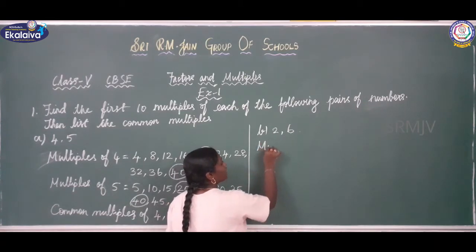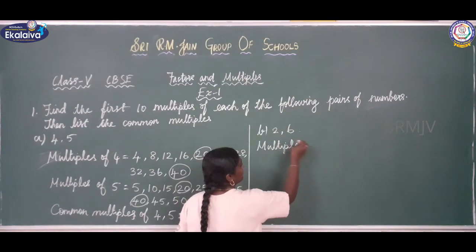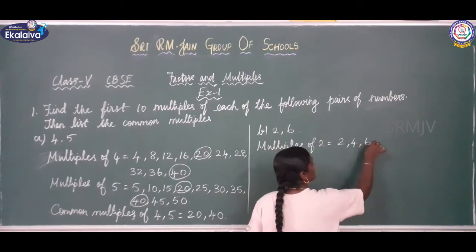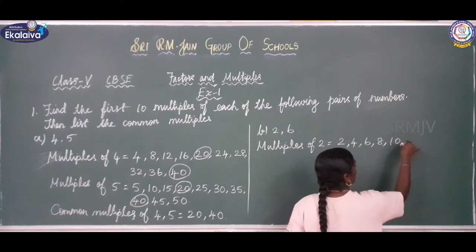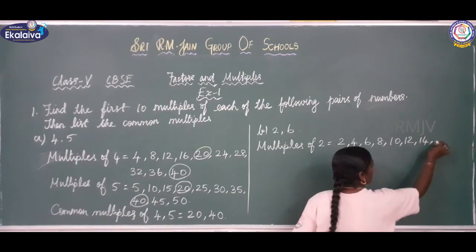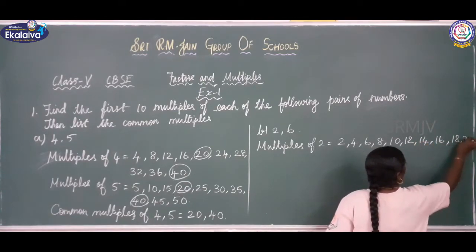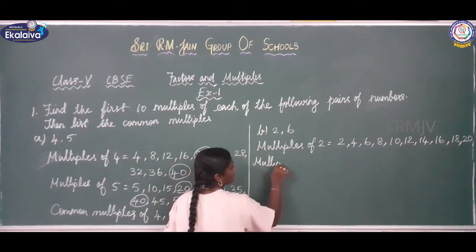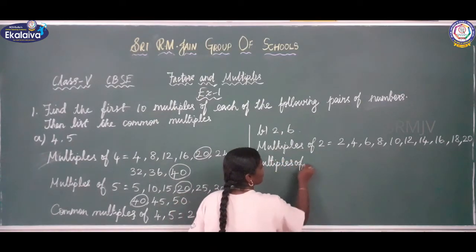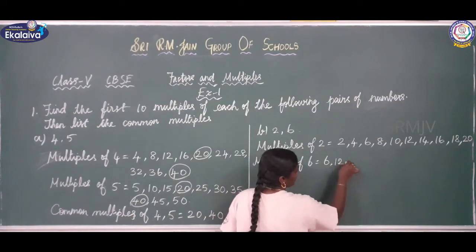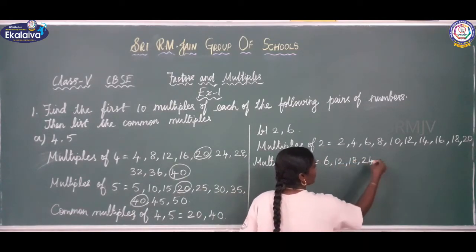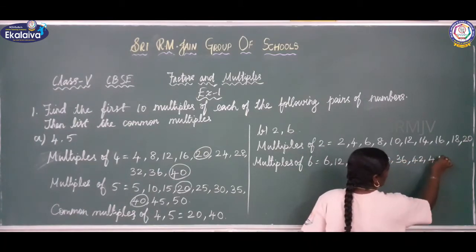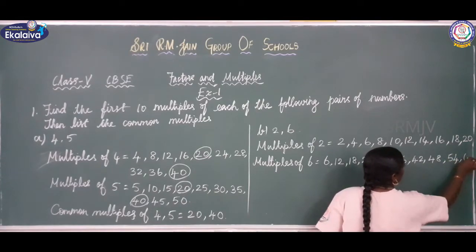First we have to write the multiples of 2. So which are the multiples? 2, 4, 6, 8, 10, 12, 14, 16, 18 and 20. Okay. Then multiples of 6. Here 6, 12, 18, 24, 30, 36, 42, 48, 54 and 60.